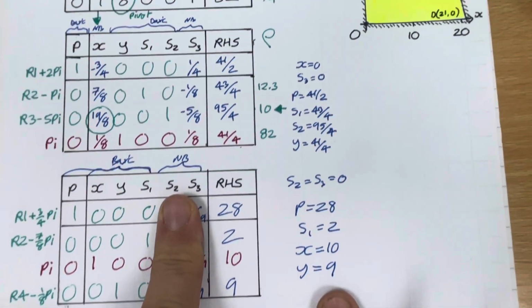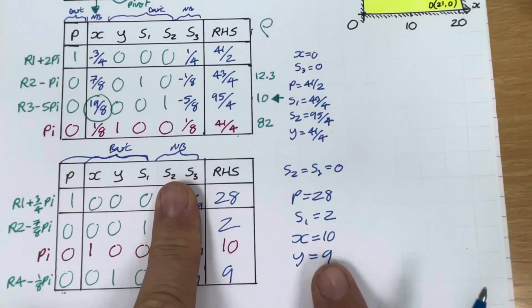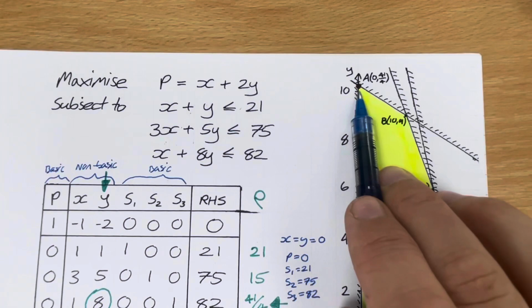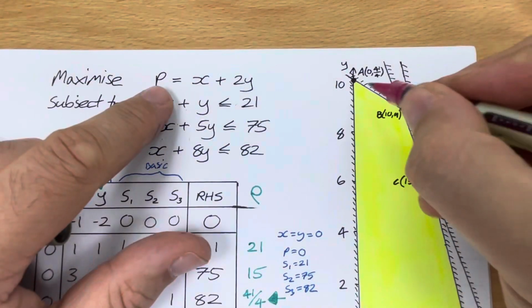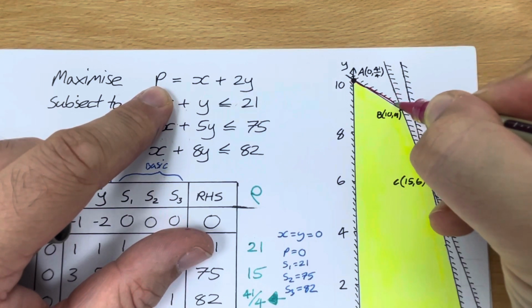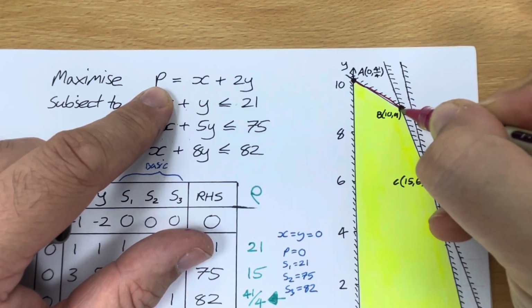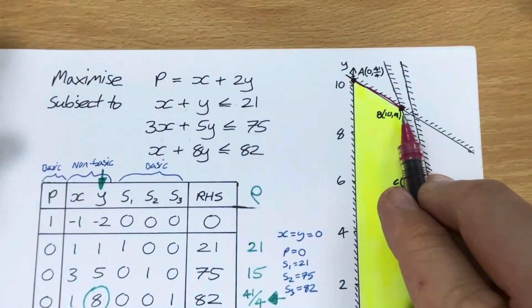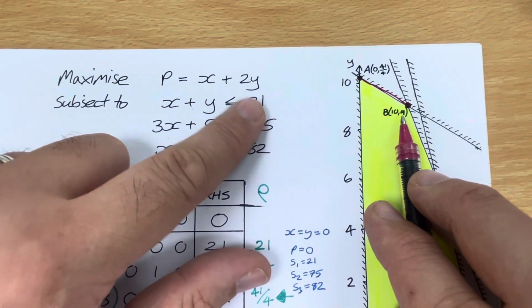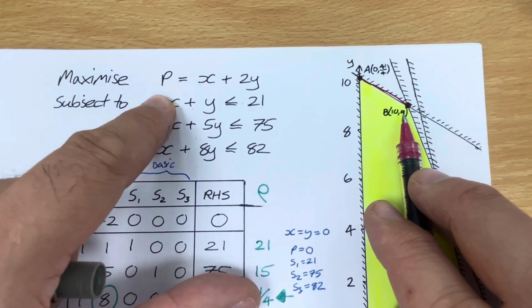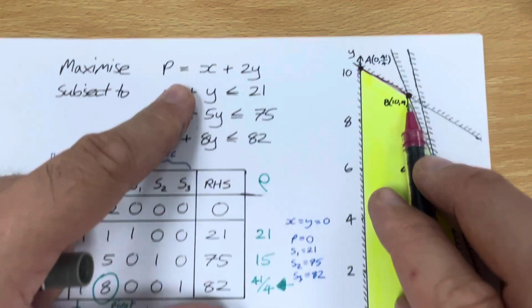Okay, so where are we now in our graph? Well, we're at 10, 9. So we've moved from the point A to the point 10, 9. We've moved along this constraint, and we are now here at the point 10, 9. Now, at the point 10, 9, P is 28. If we plug X is 10 and Y is 9 into here, indeed we do get P is 28, so that's always a good sign.